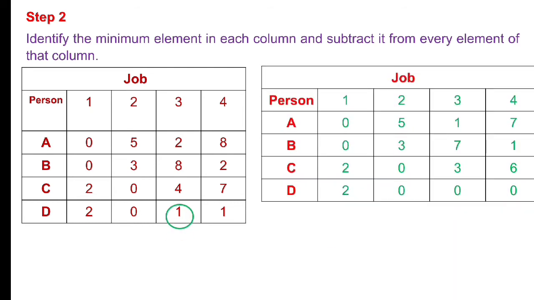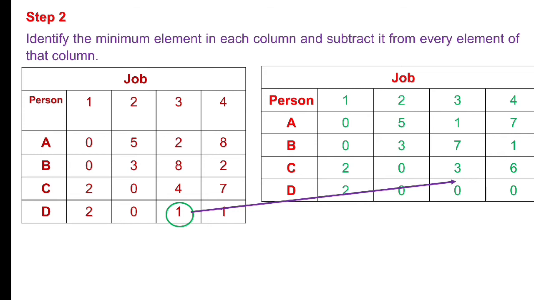First column, 0 is the minimum; subtracting from other elements, 0 only will come. Second column, 0 is the minimum; subtracting, 0 only will come. Then third column, 1 is the minimum; subtract it from the other elements. So the first element is 2 minus 1, 1. 8 minus 1, 7. 4 minus 3, 1. 4 minus 1, 3. 1 minus 1, 0. Minimum value is 1, subtract from other elements, and we will get the third column of the new table.